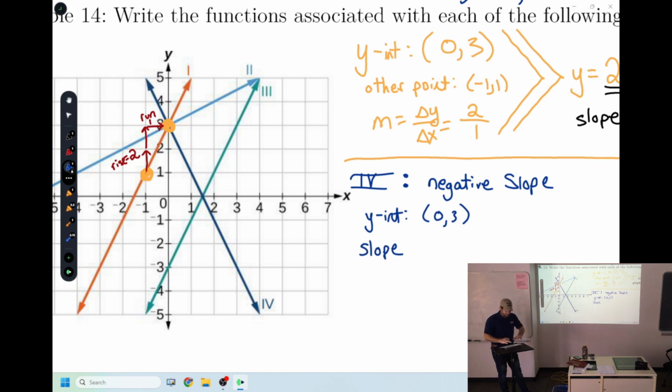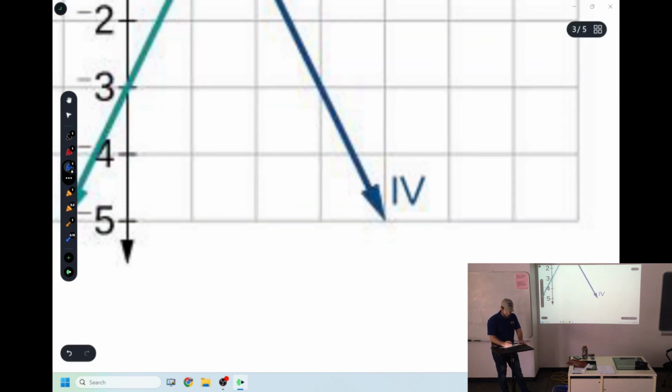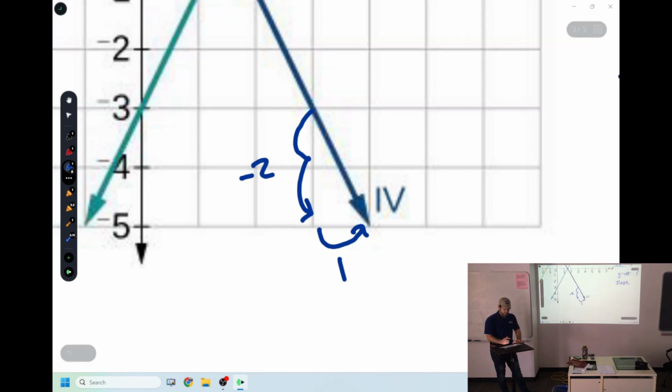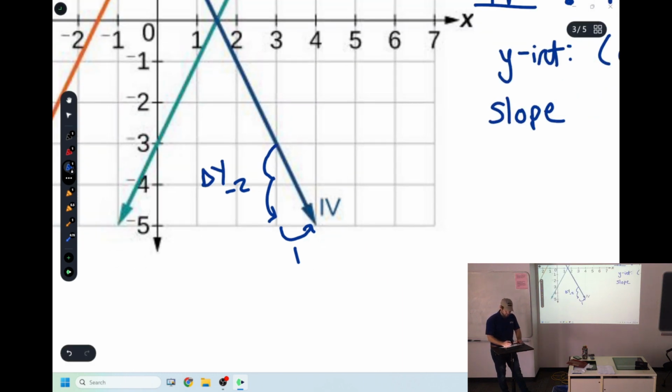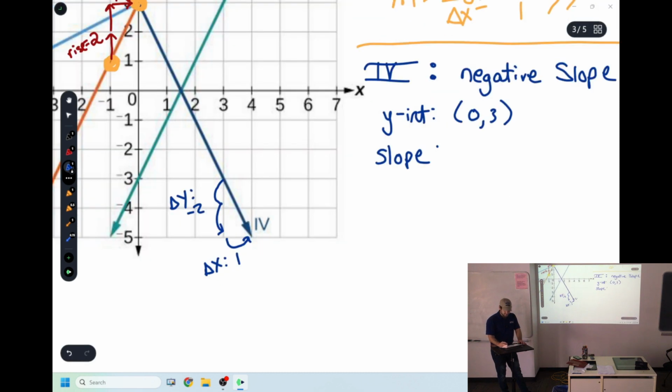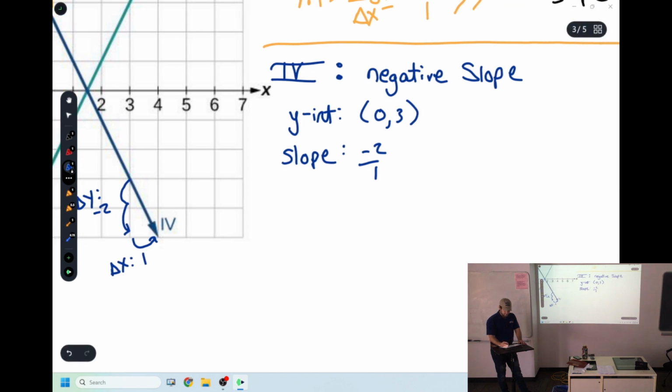I'm not even going to go up to there. I'm going to go way down here to find it, just for fun. Down 2. Negative 2 over 1. Change in y of negative 2, change in x of 1, which means the slope is negative 2 over 1. Which means we have y equals negative 2x plus 3.